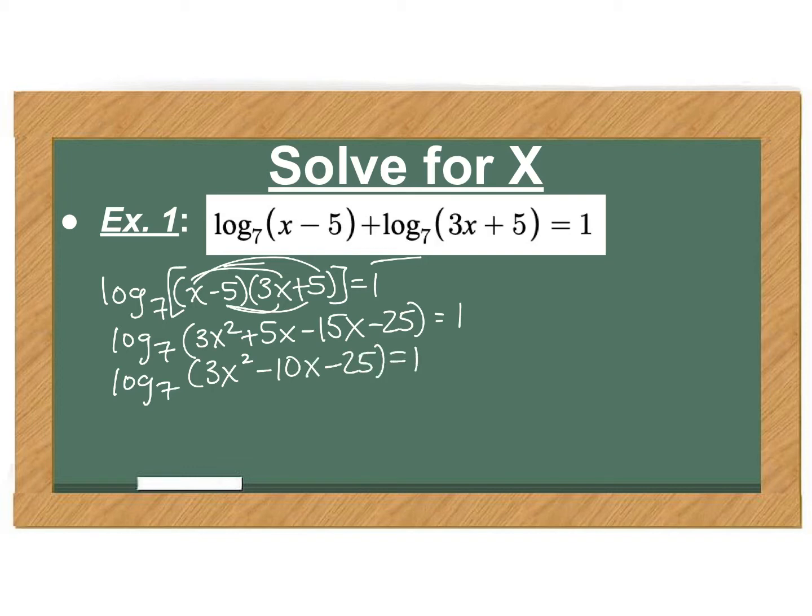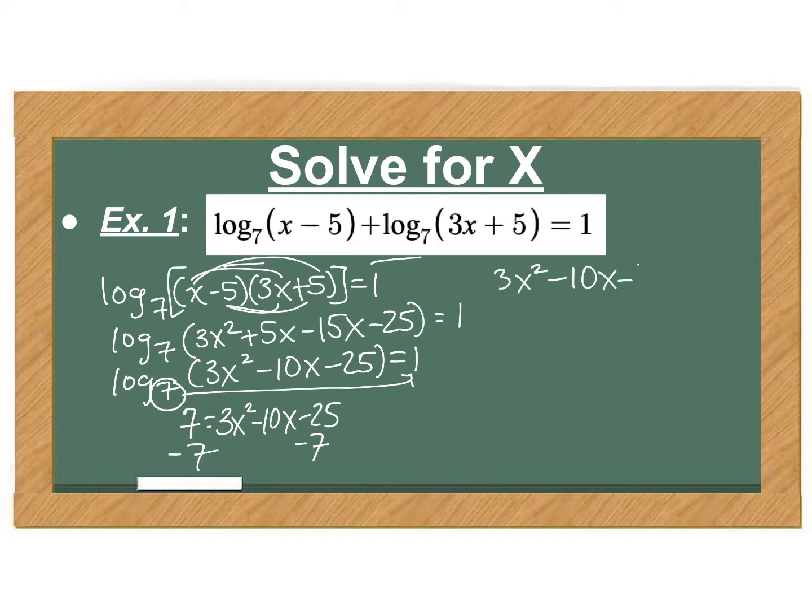Now here, don't just drop the log word and go to the quadratic. It's still in log form, so you have to switch over to exponent form. So I'm going to go with my base raised to my answer. So this becomes 7 equals 3x squared minus 10x minus 25. Now we've switched from log to exponent form, which is actually quadratic. I want to set this equal to 0, so I'm going to subtract the 7 from both sides. And this gives us 3x squared minus 10x minus 32 equals 0. And we're back to quadratics.